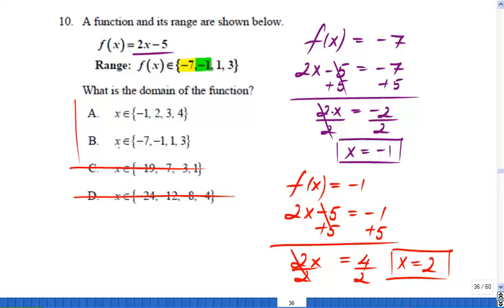I'm looking at A and B. A has a 2 as an element, B doesn't have. B is not good, and this is why A is the answer. That's your domain, and you can check by plugging in 3 and 4 for x, see if the outcome is going to be 1 and 3. I bet it is. You should check. I will leave that to you, but this is the way you solve a similar problem for the proficiency exam.